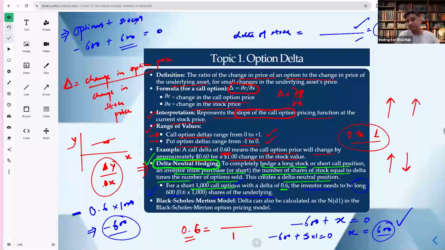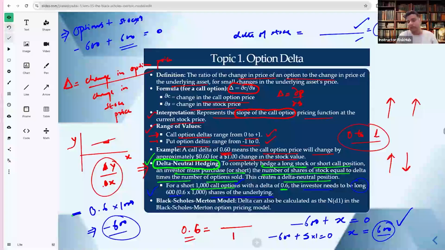Greeks are something which tell us sensitivity. There we learned about the delta Greek, which is the change in P divided by the change in S, right? Call option delta is 0 to 1, put option delta is -1 to 0. Then we learned there is delta neutral hedging. So ultimately, we are still talking about the same thing: how do we hedge?